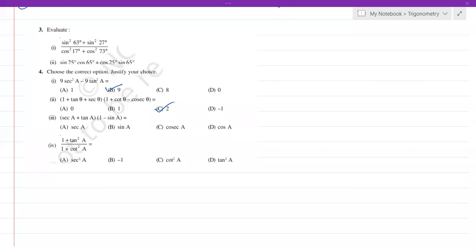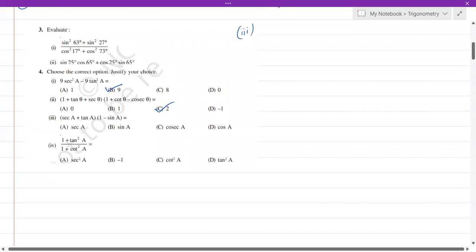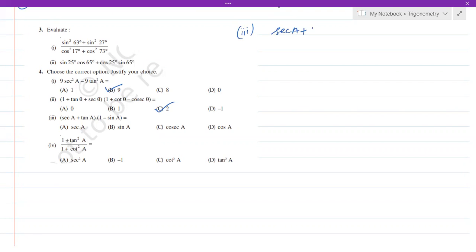In the third question, we'll apply the same logic that we have applied. Okay, the question is (secant A plus tan A) into (1 minus sin A). We have to find the value of this. Now, as you can see, again, there are no trigonometric identities.